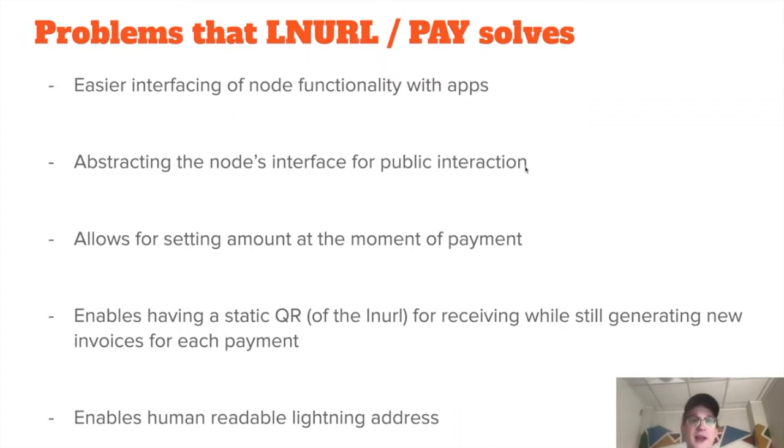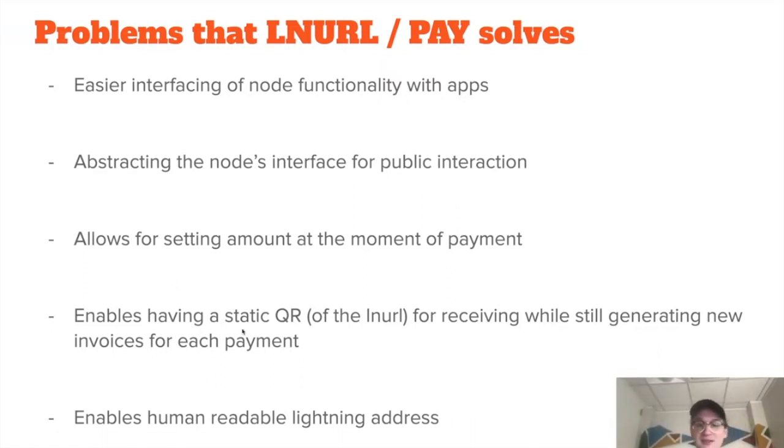So yeah, it abstracts the node's interface for public interaction. With my LNURL server, I can let people interact with my node, giving it a public-facing endpoint without having to worry about too much, because I'm just going to be serving them invoices that they can pay and verify. So it allows for setting an amount at the moment of payment. Instead of upfront, you have to tell me how much you want to pay me, and I generate the invoice. So it fixes that issue.